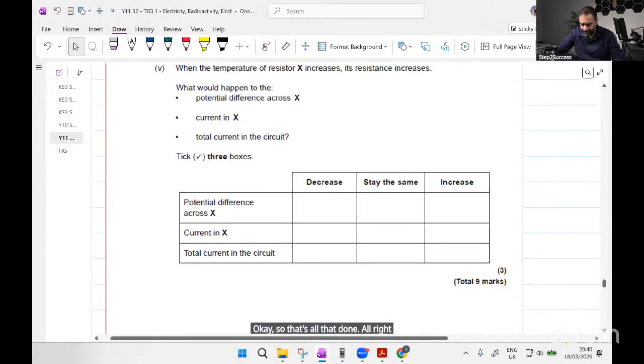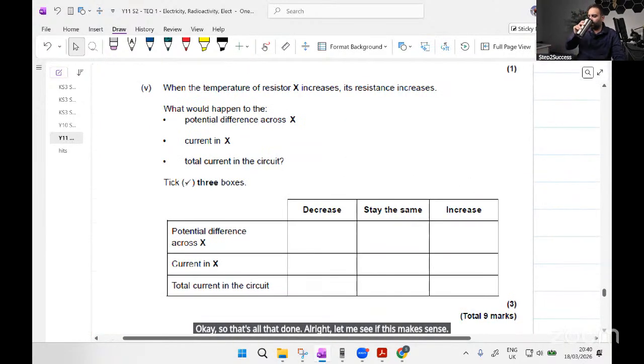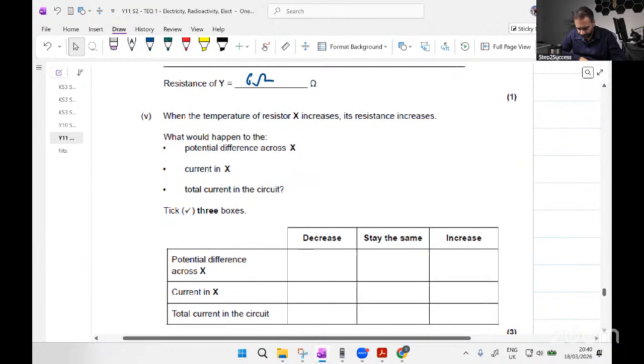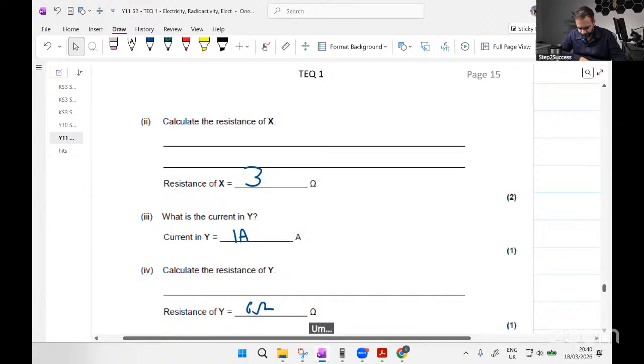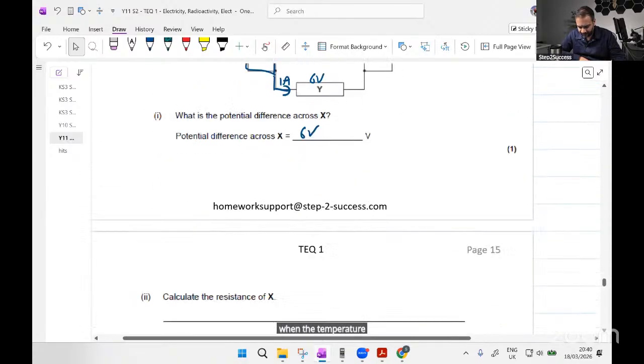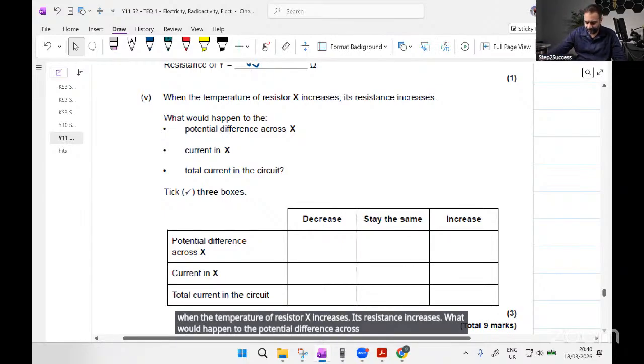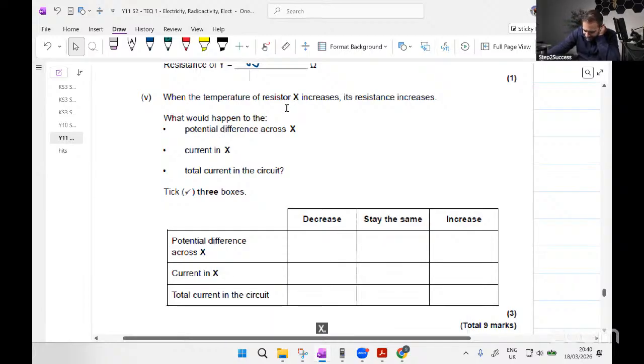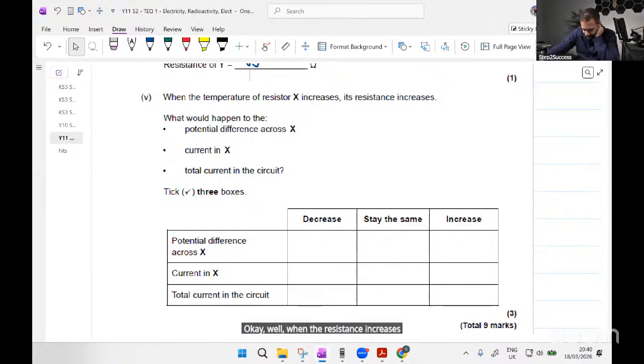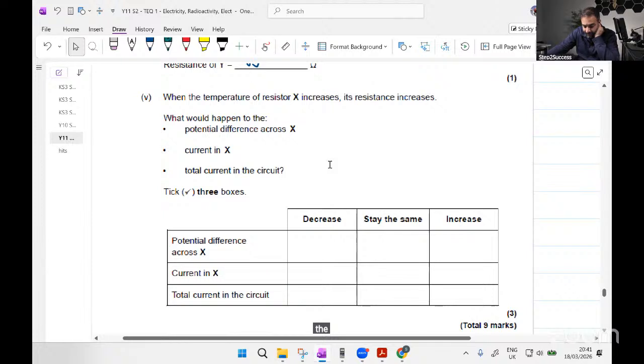All right, let me see if this makes sense. When the temperature of resistor X increases, its resistance increases. What would happen to the potential difference across X? Okay, well, when the resistance increases, the current will just decrease. So the potential difference will stay the same.